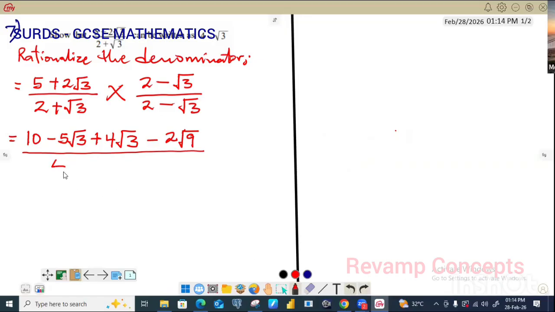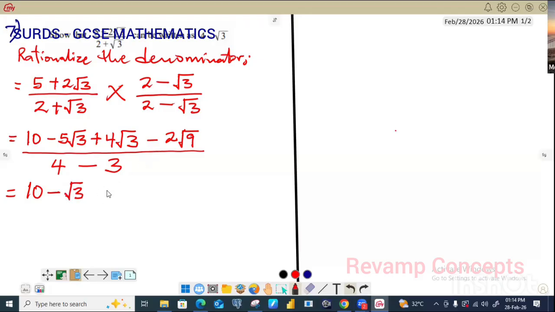So 2 multiplied by 2 will be 4, minus root 3 times root 3 will be root 9, and root 9 will be 3. So that is what the denominator will become. And our numerator is now 10. Now, minus 5 root 3 plus 4 root 3 will give us minus root 3. That is like saying minus 5x plus 4x. So it will be minus x.